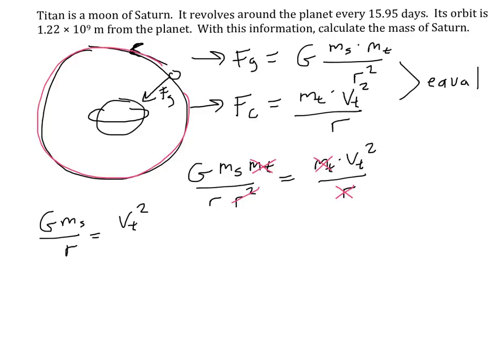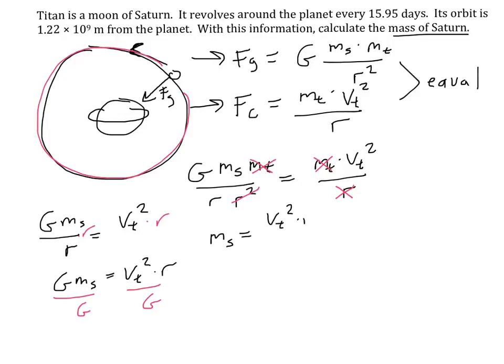Now the question is asking for the mass of Saturn, so I want to solve for ms. So if I multiply both sides by r, I get that G ms equals vt squared times r. Now if I divide both sides by big G, I get that ms, mass of Saturn, is vt squared times r over big G. That's really the answer to my problem. This will work again for any planet, but you should know how to get this expression. Again, setting the gravitational equal to the centripetal force and going through and moving things around.